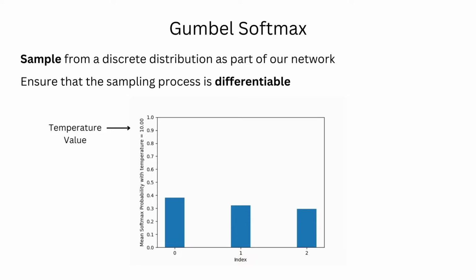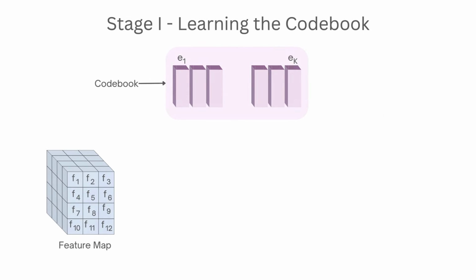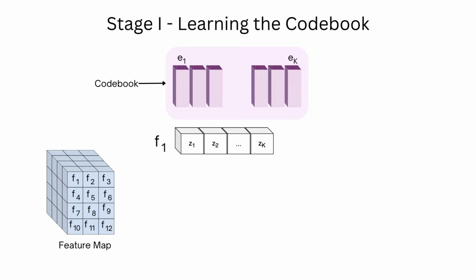So we have solved the issue of sampling as well as backpropagating. But how does this fit into stage 1 training? Now we know that during VQVAE, we replace each encoder output feature map with its nearest codebook vector. This is what we do here. Our encoder, for each feature map pixel, outputs the logits of the probability distribution of that feature map pixel over all the embedding tokens. So let's say for the feature map pixel F1, we get these k logits.